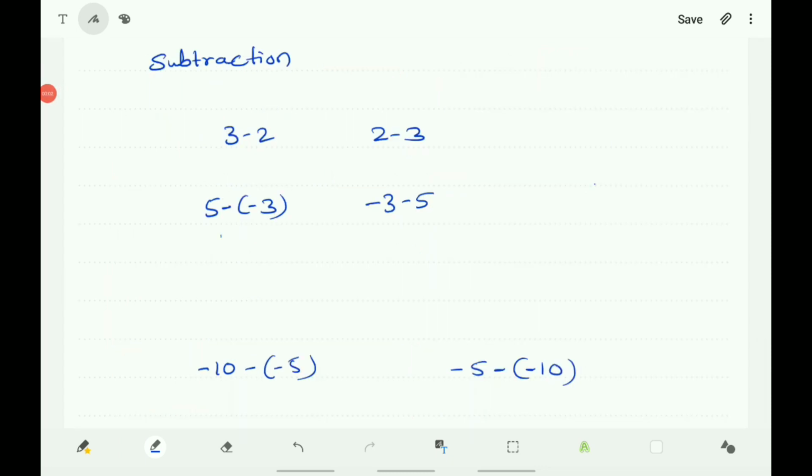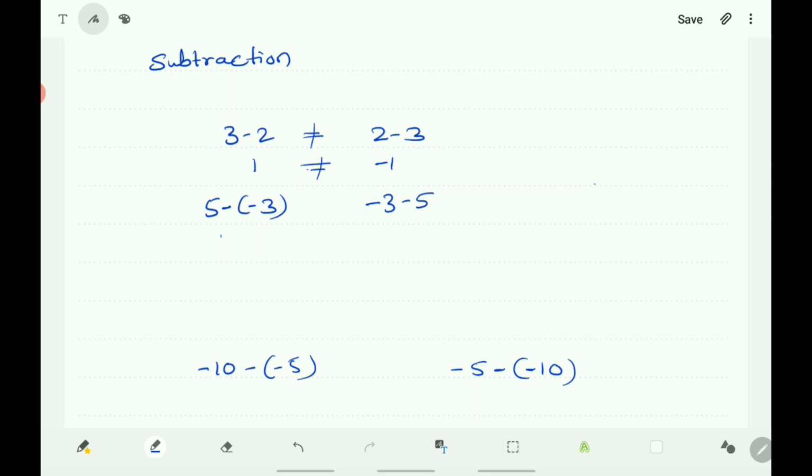Now let us verify whether subtraction is commutative or not for integers. Now you take the integers 3 and 2, and you do 3 minus 2. 3 minus 2 is 1 here, and also you find 2 minus 3. 2 minus 3 is -1. You know that 1 is not equal to -1. Therefore, 3 minus 2 is not equal to 2 minus 3.